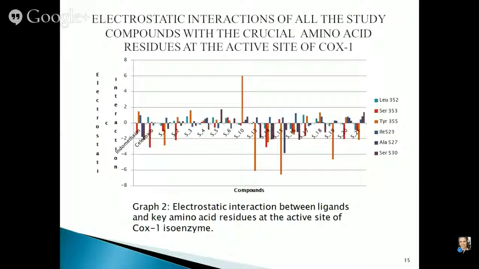This is the electrostatic or Coulombic interaction of all the studied compounds with the crucial amino acid residues at the active site of COX-2. Most of the molecules didn't form a stable interaction with the key amino acids.